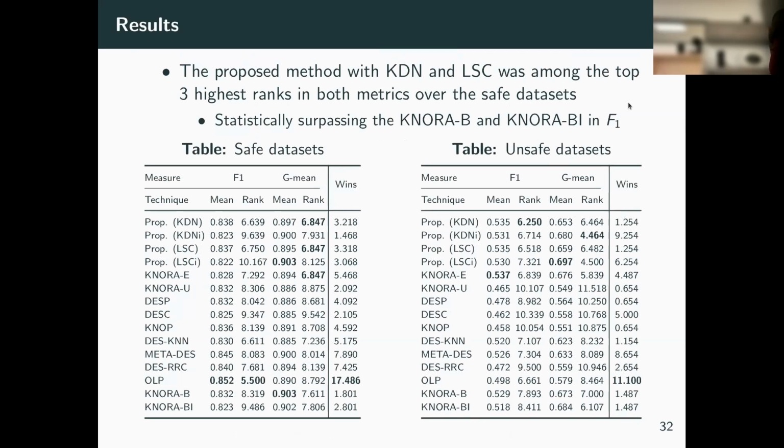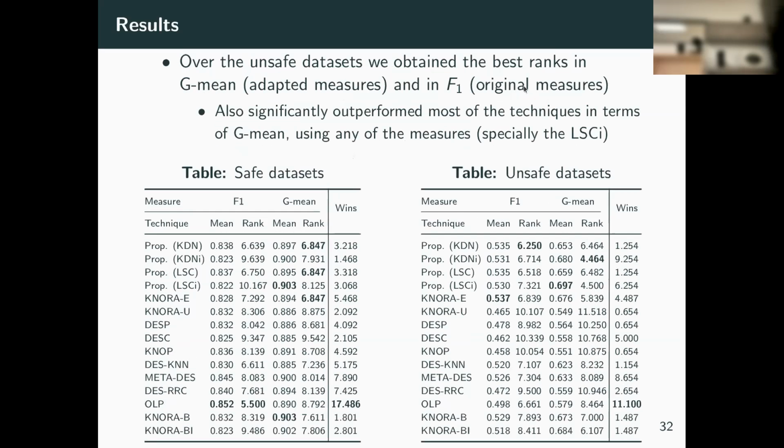Now comparing our technique with the data insertion techniques, both with the pre-processing, the difference in performance was smaller. For instance, the baseline had the same rank as our proposed method, but over the unsafe data sets, we still saw an improvement in performance with the technique local set cardinality imbalance, outperforming all but the KNR-BI statistically in terms of G-mean.